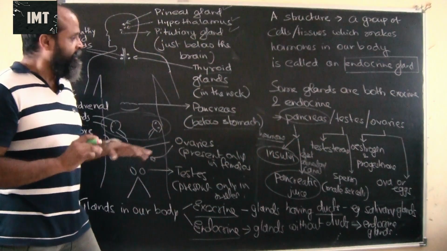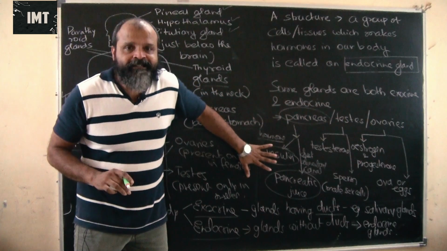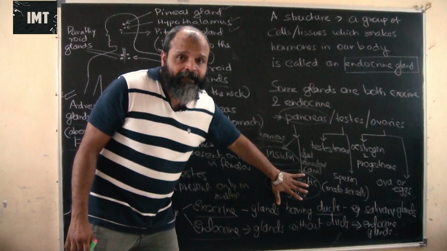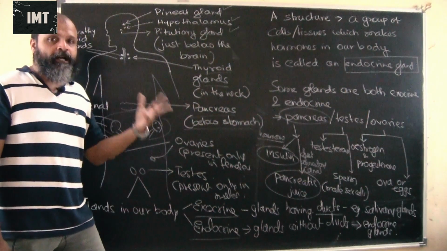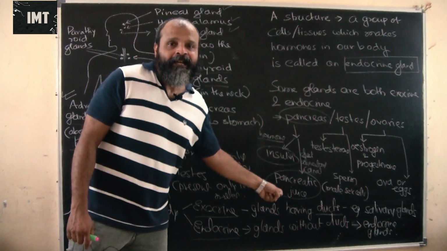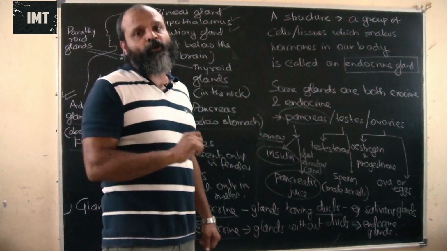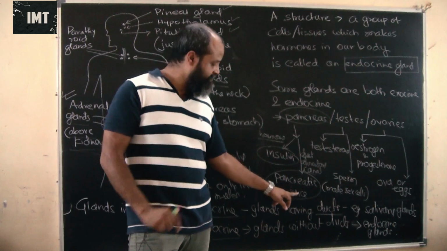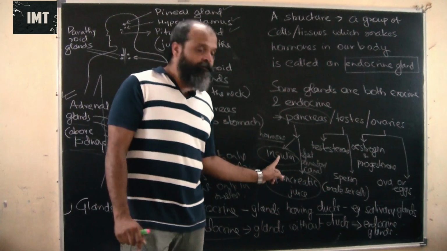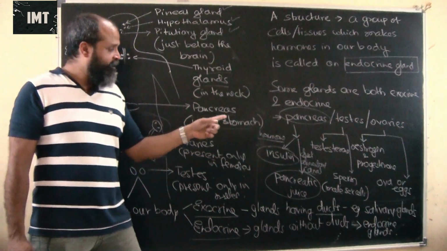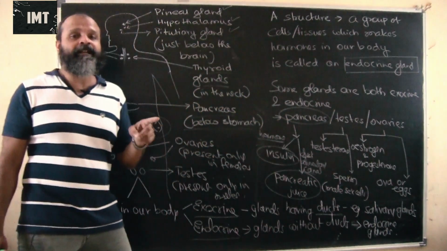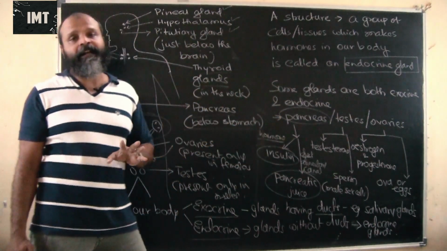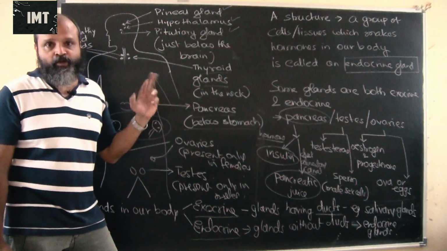Is this clear? So the pancreas behaves both as an exocrine and an endocrine gland. By secreting pancreatic juice through ducts into the alimentary canal, it behaves as an exocrine gland, which means that the site of production and the site of effect are almost the same in this case. However, by secreting the hormone insulin into the blood without ducts, it behaves as an endocrine gland. So it has two functions here.